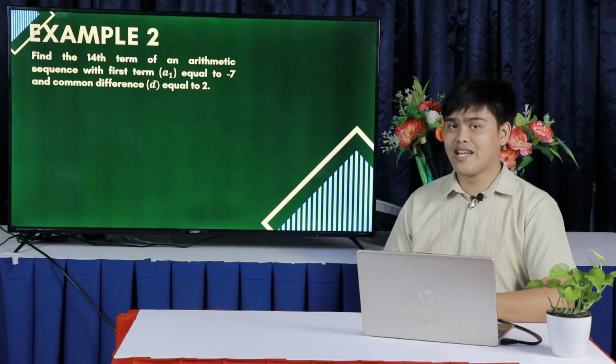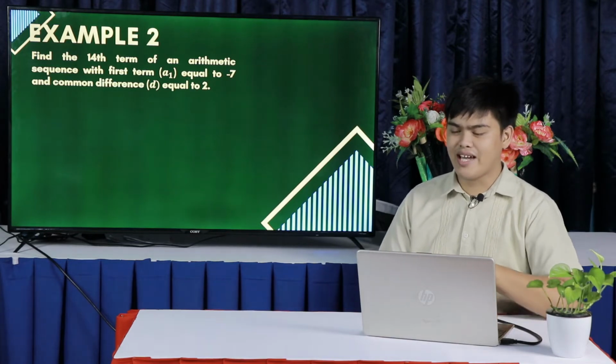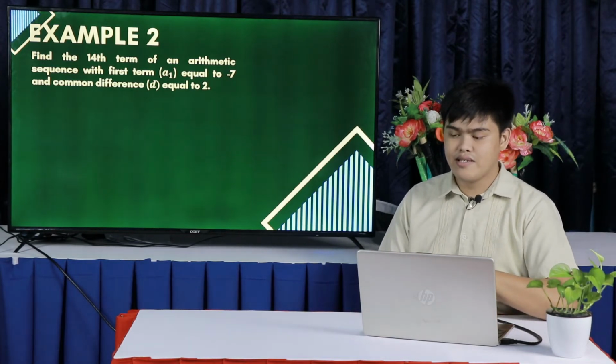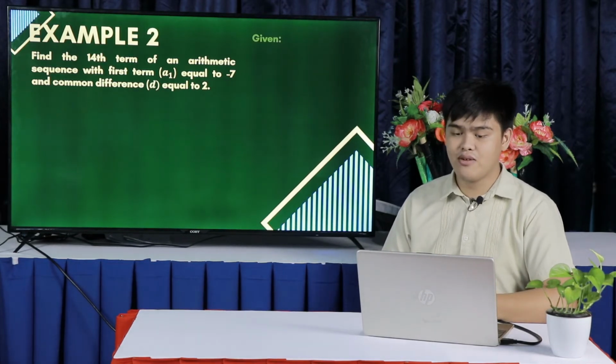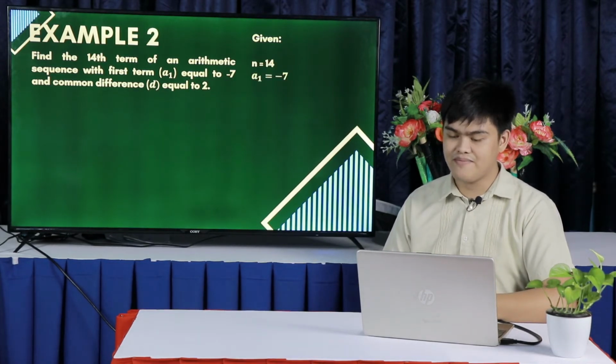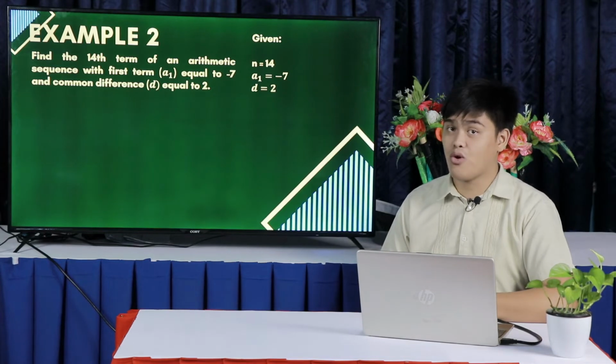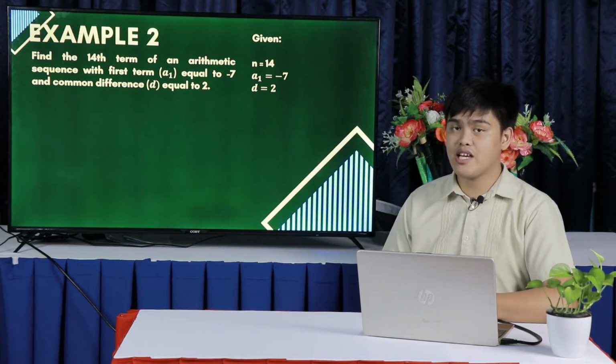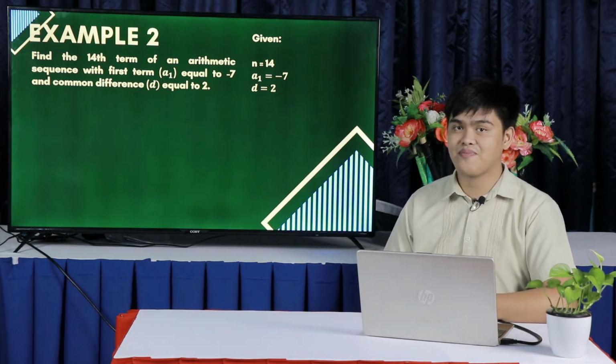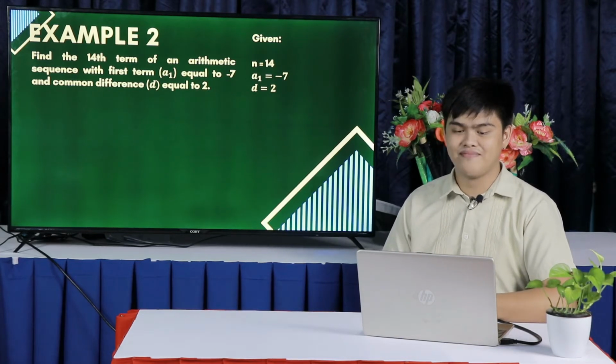Did you get the correct answer? Let us check. Since we are tasked to find the 14th term, our n will also be equal to 14. We are already given the common difference, which is equal to 2, and the first term, or a sub 1, which is equal to negative 7. We now substitute these values into the formula.